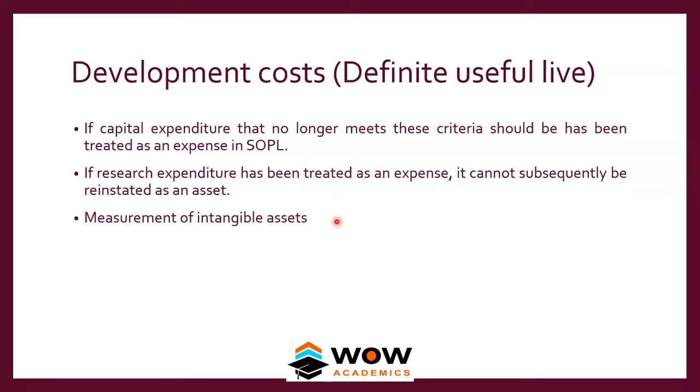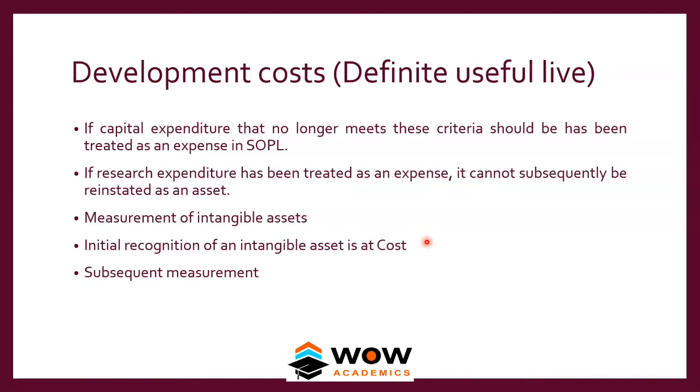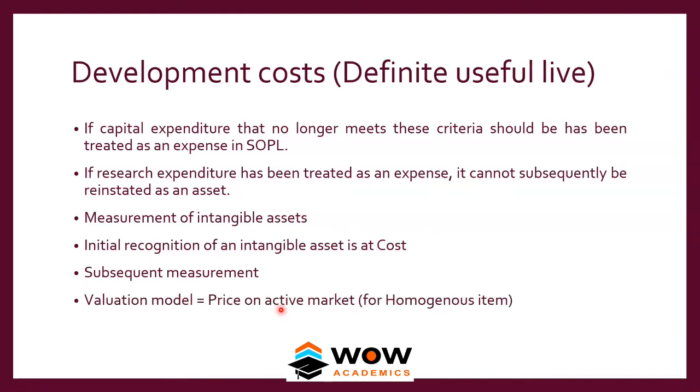Measurement of intangible assets: initial recognition of an intangible asset is at cost. Subsequent measurement can be at the price on the active market. So initially, the first time you show it on the balance sheet, it should be at cost, the cost that you have spent to buy or develop it. But thereafter, if it has an active market, you can take that active market value and put it as the asset value. If you are using the cost model, it should be original cost minus accumulated depreciation. So that's about the concepts here.